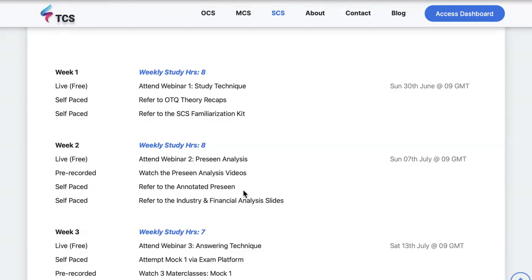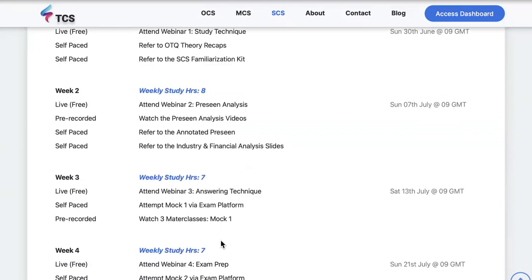Then refer to the annotated pre-seen on your own to gain a better understanding or to revise what you have learned via the pre-seen analysis videos. Then refer to the industry and financial analysis slides. So all in all, as you can see, this week is dedicated towards gaining an in-depth understanding about what appears within your pre-seen. So once you are done with it, from next week onwards, you are expected to start attempting mock exams. So don't start mock attempts right now. Master your pre-seen. After you are done with it, next week onwards, we'll start attempting mocks.